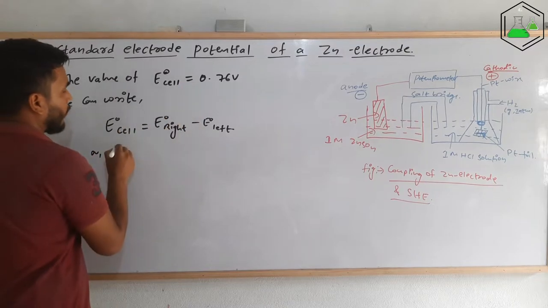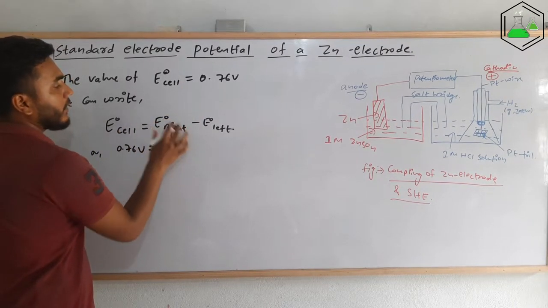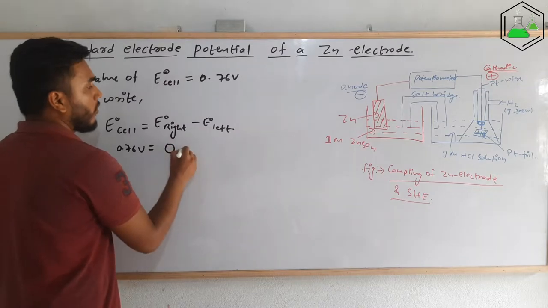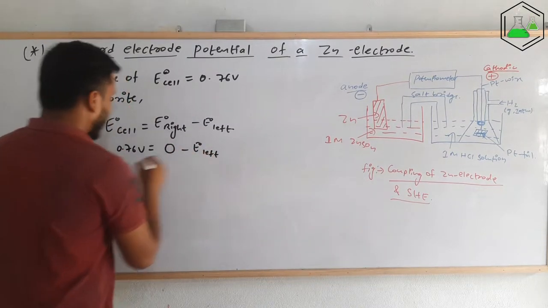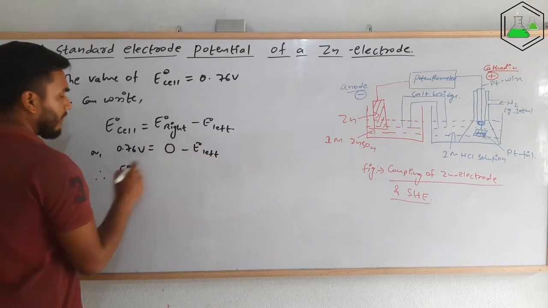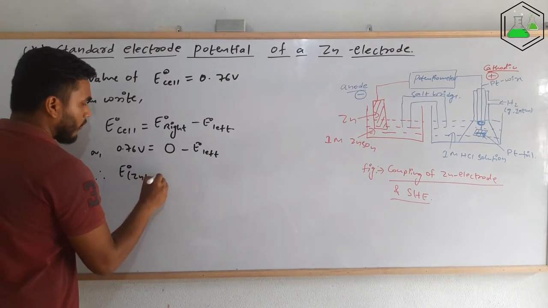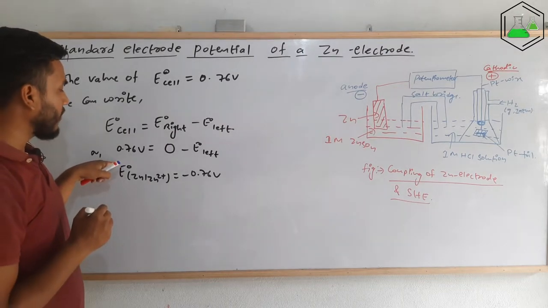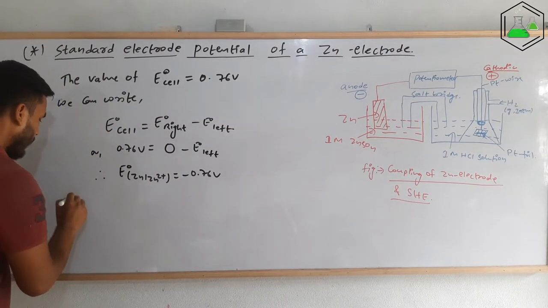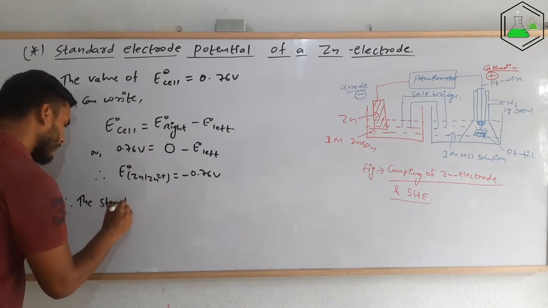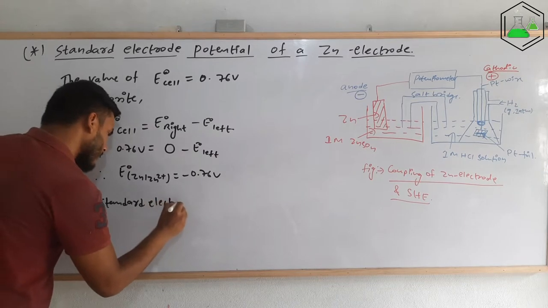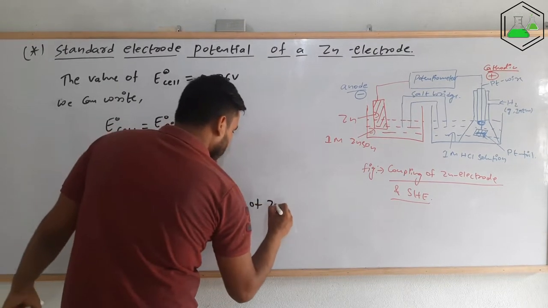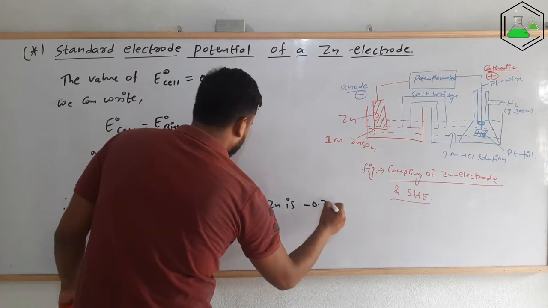And let's find out the values. In place of E° cell, we can put 0.76 volt is equal to E° right. Right means SHE. The standard electrode potential of SHE is 0, minus E° left. Right. Therefore, E° in place of left, what we can write? Zinc converting into Zn2+ will be equal to minus 0.76 volt, right? So this is the standard electrode potential of the zinc electrode. Therefore, the standard electrode potential of zinc is minus 0.76 volt.